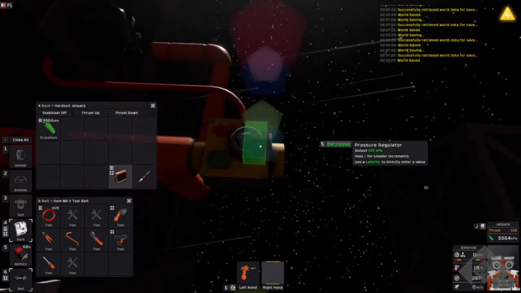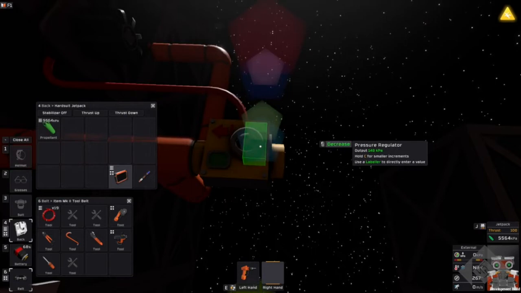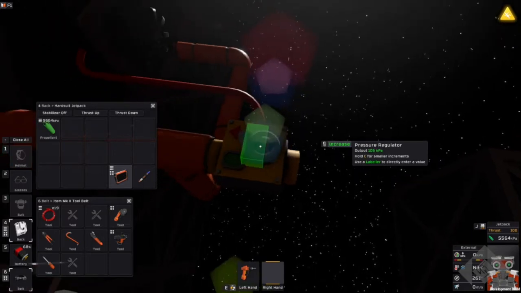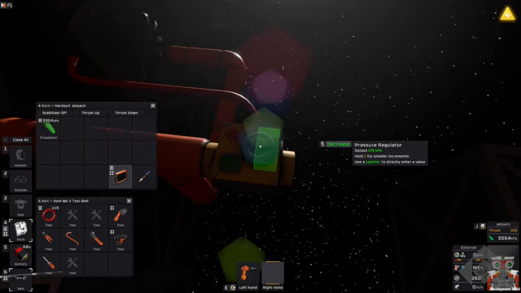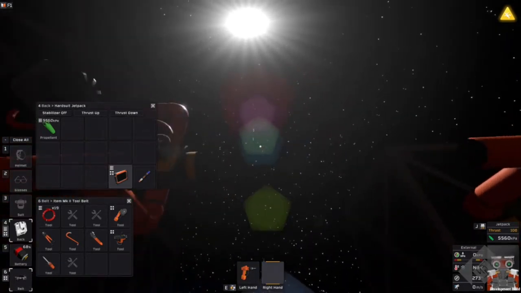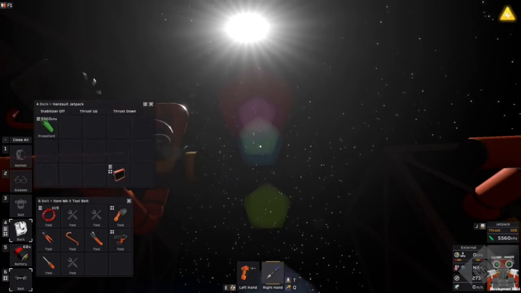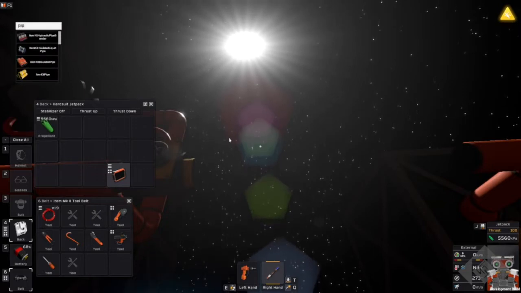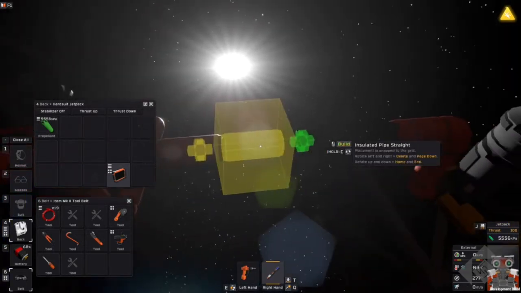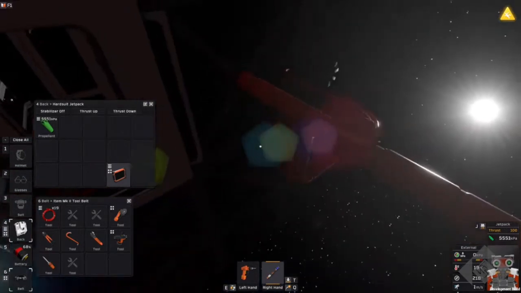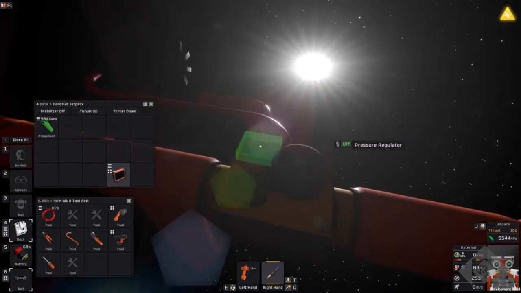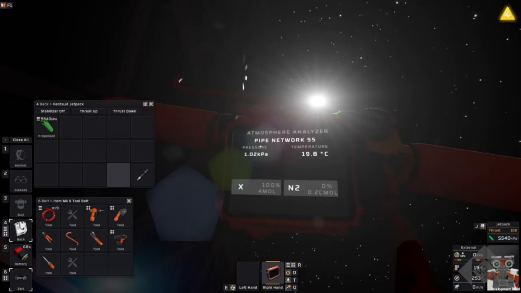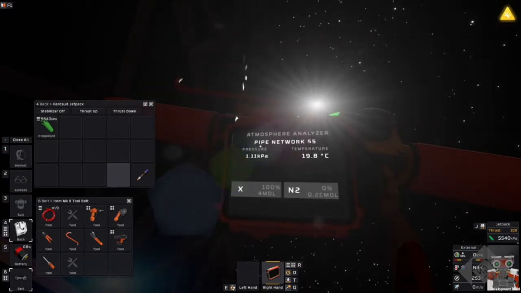Oops. So many different games with so many different key bindings. Oops, that's the wrong way. I'll put that to 175 for now, just because I don't want to overpressurize the greenhouses. Then we'll connect this up. We will turn this on, and that should give us forward pressure now. It's filling.